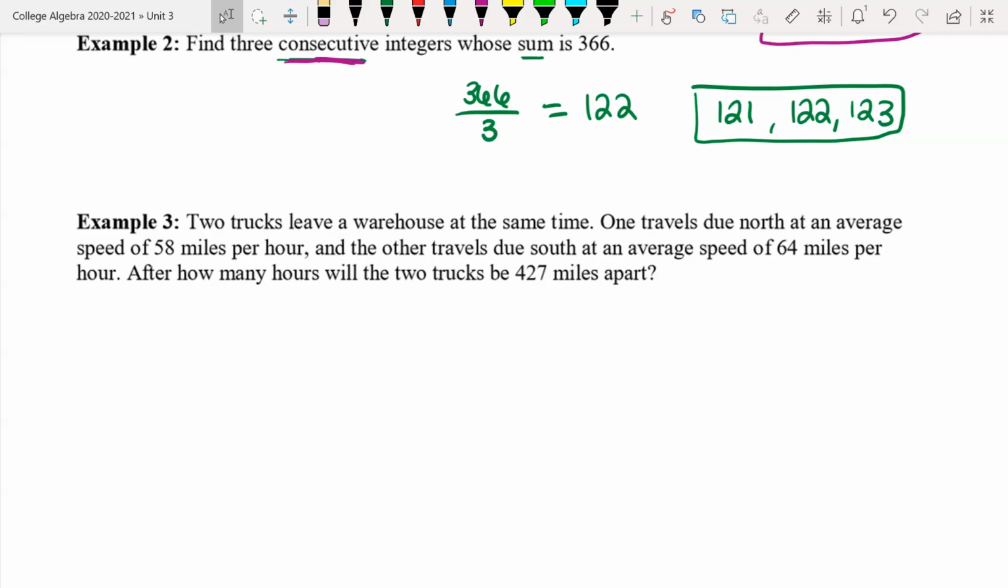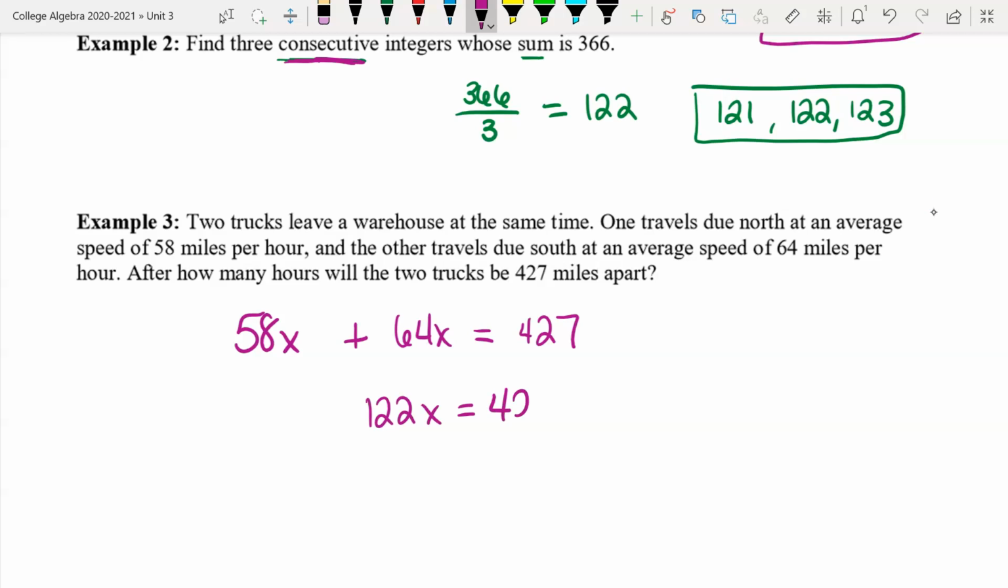Well, if you think about it, they're both going opposite directions, right? So the first truck is going 58 miles per hour. We don't know the hours. The second truck is going 64 miles an hour. And we're going to add them, because if they're going in opposite directions, they're getting further apart, so we can add their distances. And then what do we want it to equal? How far apart do we want it to be? We want it to be 427 miles. So I'm going to take that 58 plus that 64, and I'm going to get 122x equal to my 427. I'm going to divide by 122.